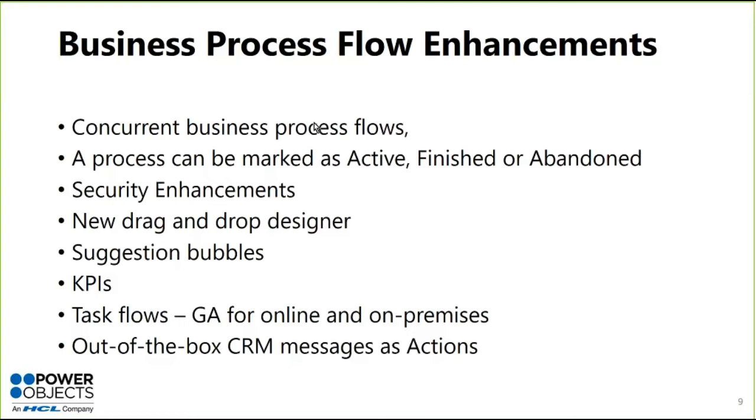But business process flow enhancements just make that even more powerful. We can now have concurrent business process flows. That means that we could have more than one business process flow that is applied to a particular record at a time, and it will keep the status. So it will know that Avni's business process flow was on stage 2 and accounting's business process flow is on stage 1. And when Avni opens the record and switches it to her process flow, it will still be on that stage 2. In prior versions, it would actually reset when you switched flows. So now they can exist concurrently and they remember where they were at.